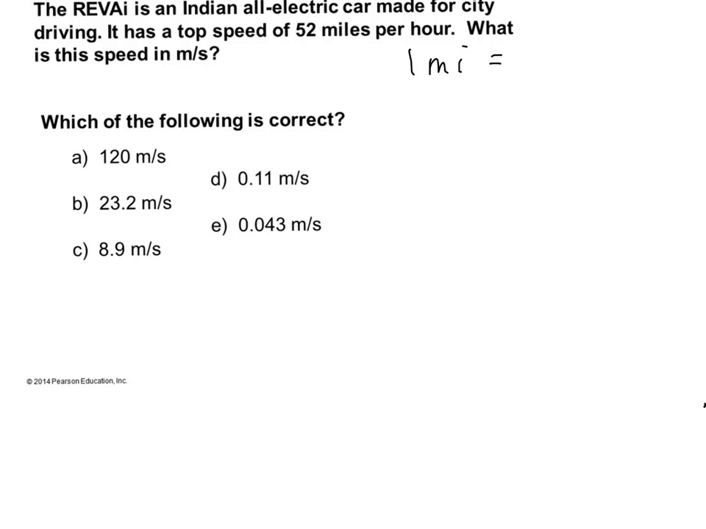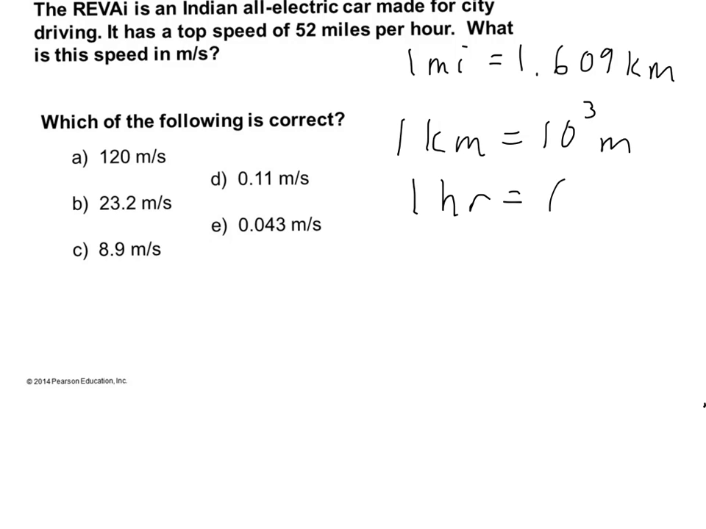is equal to 1.609 kilometers. So that's one thing I now know. I also know that 1 kilometer is 10 to the third meters. Then it looks like I've got some time here. I know that 1 hour equals 60 minutes, and I know that 1 minute equals 60 seconds. Now I need to set up my line. And this is the trick to the whole problem, really.